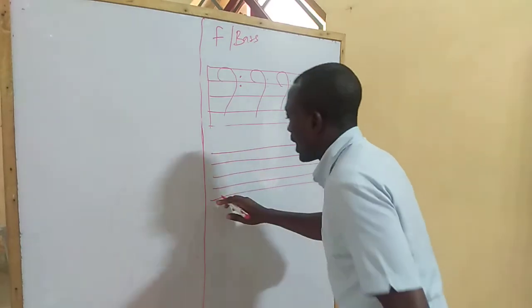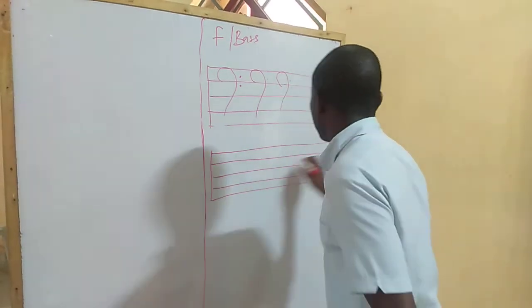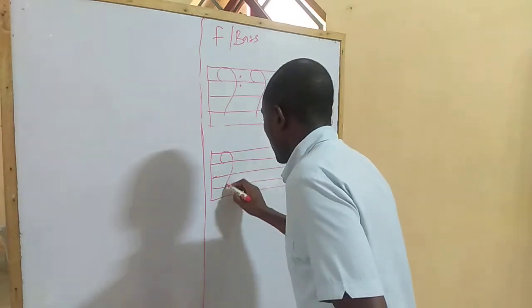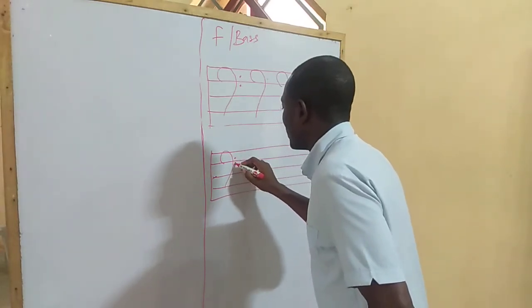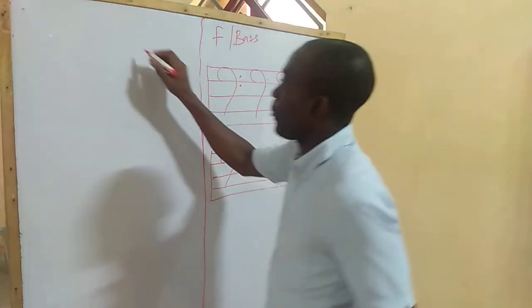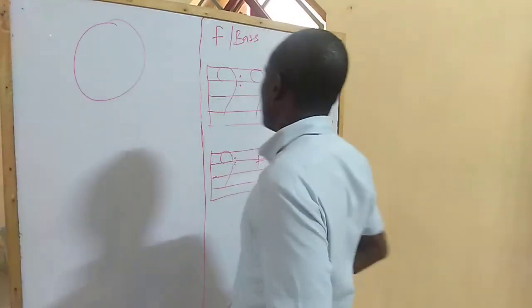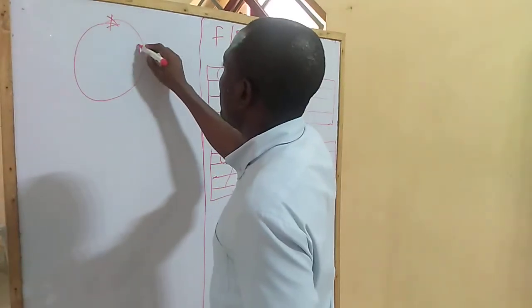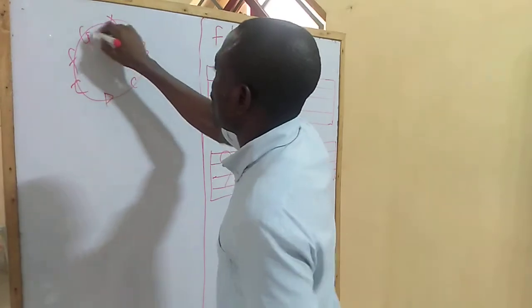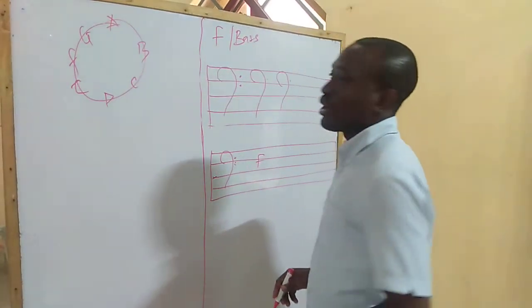the spaces. Line 1, 2, 3, 4, and 5. Then you close it up. You draw your stave. Then if this is F, I will go back to the circle that I drew. A, B, C, D, E, F, and G. Now going up clockwise.